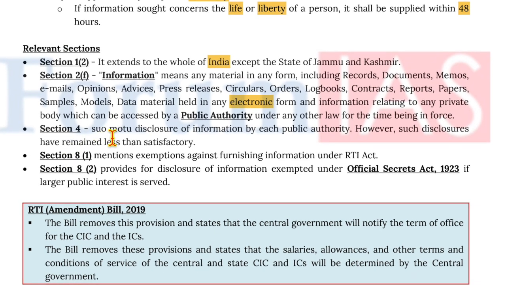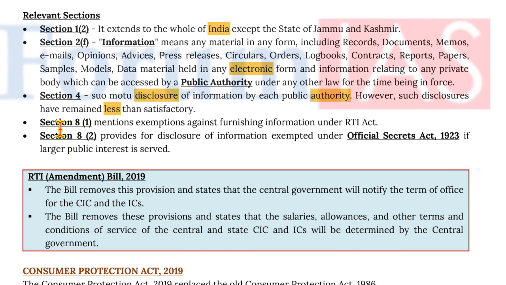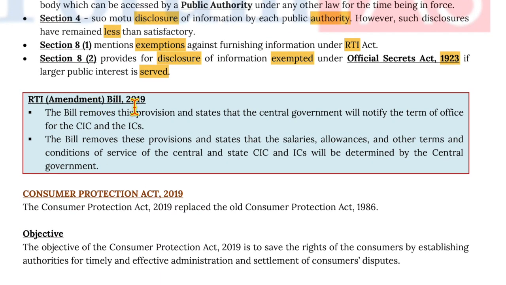Now, Section 4, suo motu disclosure of information by each public authority. However, such disclosures have remained less than satisfactory. Section 8, Subclause 1 mentions exemptions against furnishing information under RTI. Section 8, Clause 2 provides for disclosure of information exempted under the Official Secrets Act of 1923 if larger public interest is served. Now, RTI Amendment Bill 2019, the bill removes this provision and states that the central government will notify the term of office for CIC and ICs.